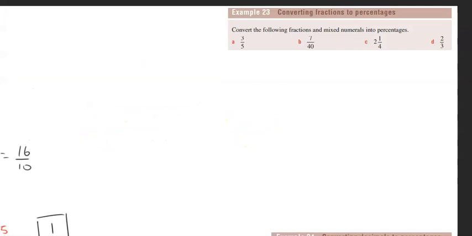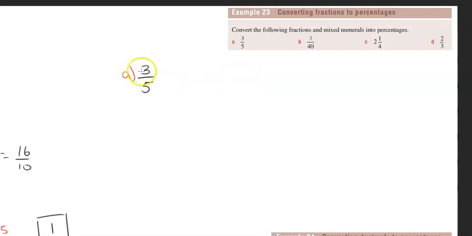Alright, we're now getting into trickier territory. We're going to convert the following fractions and mixed numerals, which we can see here, into percentages. To turn it into a percentage, it's easy to grab the calculator, do 3 over 5 times 100, and let the calculator do the rest. But we want to be able to do the skill without a calculator.